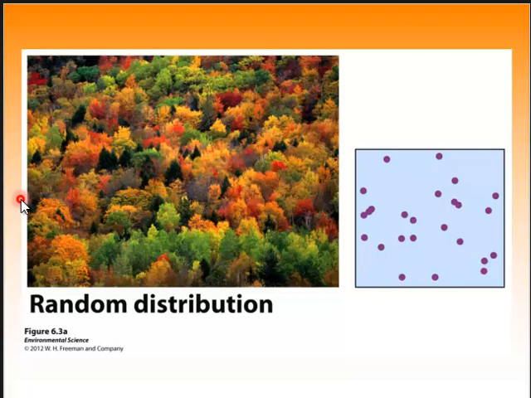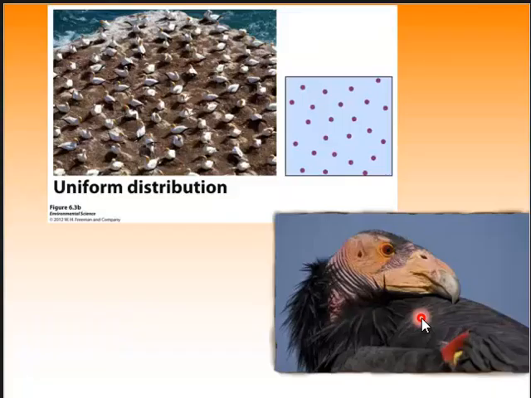An example of random distribution is really common with random seed dispersal. The seed will grow wherever it lands, as long as where it lands is a welcoming environment, which is why we get this random distribution of trees.